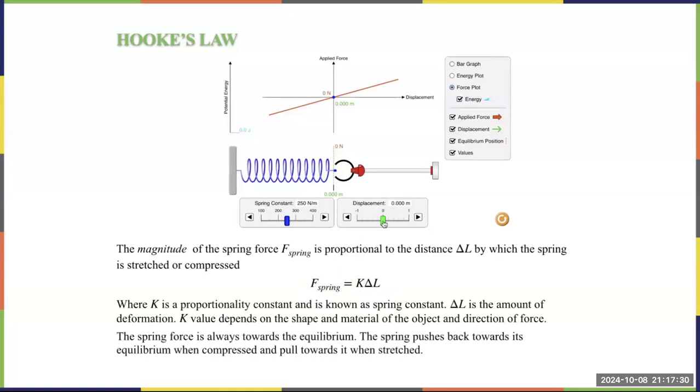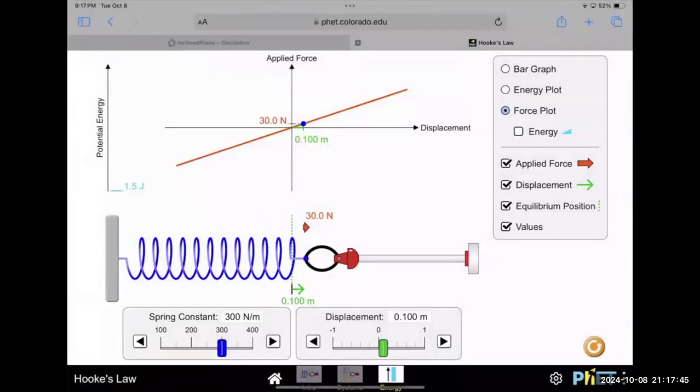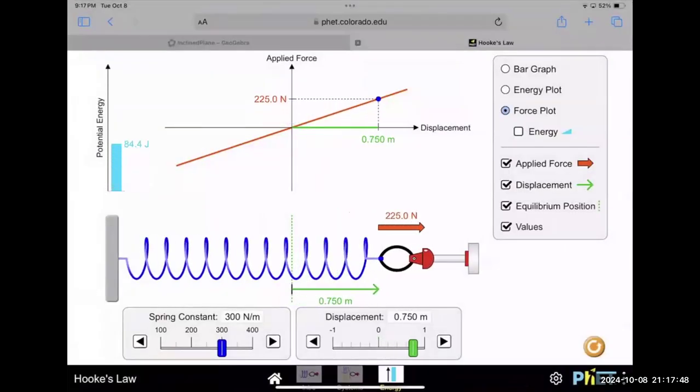And if I am applying a force in this direction, the restoring force, the force due to spring, is always towards the equilibrium. If I'm pulling this one, my restoring force is always towards the equilibrium. While my applied force is to the right from this point, my restoring force will be from this point towards the left, towards the equilibrium.